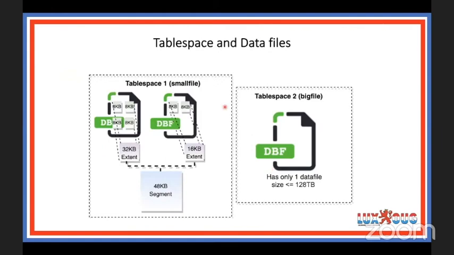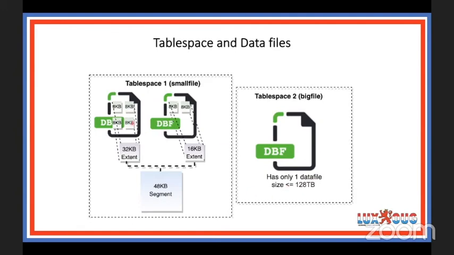This illustration depicts several things together. First of all, we see that we have tablespace, two types of tablespaces. Small file, which is default, and you can have multiple data files if you want to increase the size of the tablespace, and we have big file. This is not default. We need to indicate the keyword bigfile during the creation. We can have only one data file in a bigfile tablespace, which size is 128 terabytes maximum.